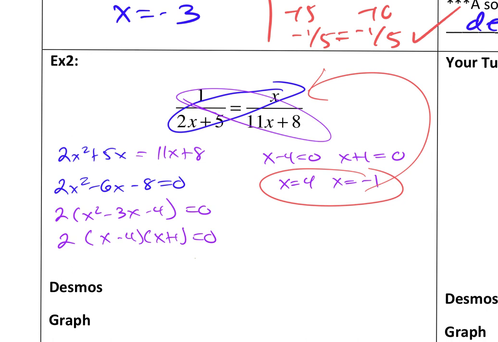If I plug in the 4, then we have 1 over 2 times 4 plus 5, and we want to see if that's equal to 4 over 11 times 4 plus 8. On the left side, we're going to get 1 over 13. On the right side, we're going to get 4 over 52. And if I reduce 4 over 52, I do get 1 over 13, so we know that it is, in fact, correct. Now, we're also going to go ahead and check the negative 1 as well.